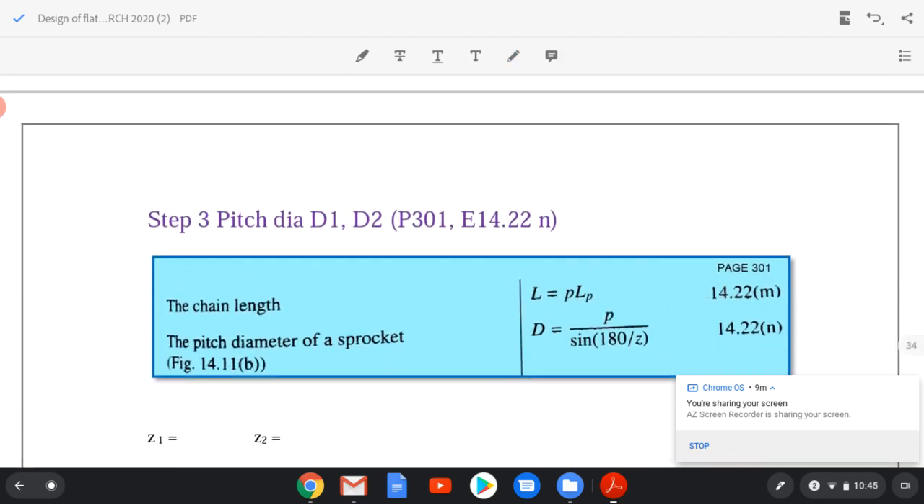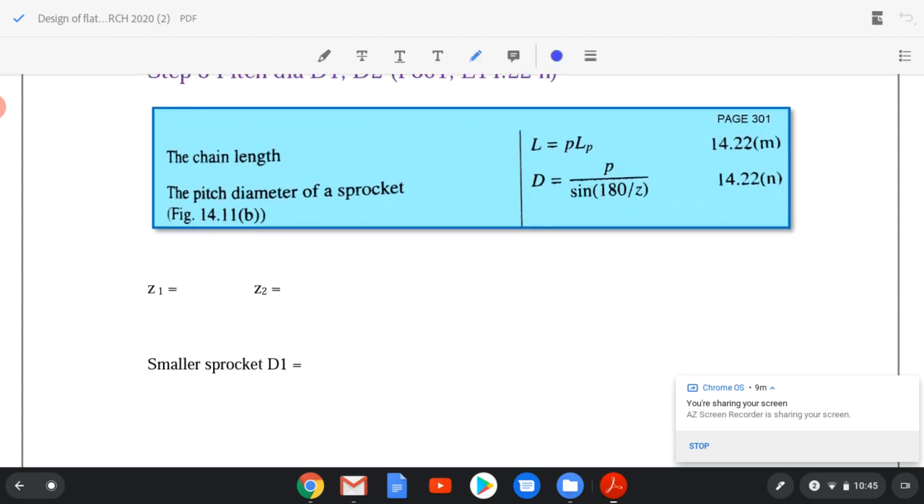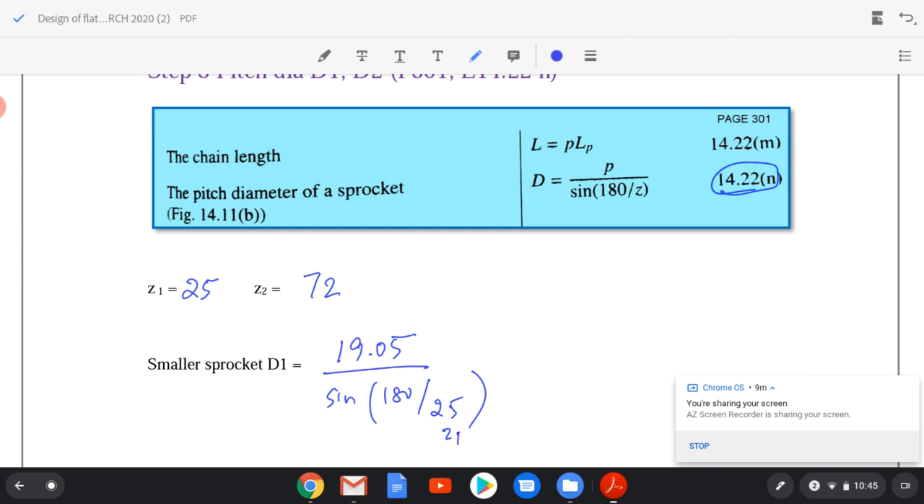Now the next step is to find the pitch diameters, that is the diameter of the sprockets. So I can find the diameter using the equation 14.22, D equal to P by sine 180 by Z. We already found the value of Z1 and Z2: Z1 equal to 25, Z2 equal to 72. I can substitute in this equation. So D1 equal to P, that is 19.05, divided by sine 180 by Z1, equal to 25. I can get this value as 152 mm.